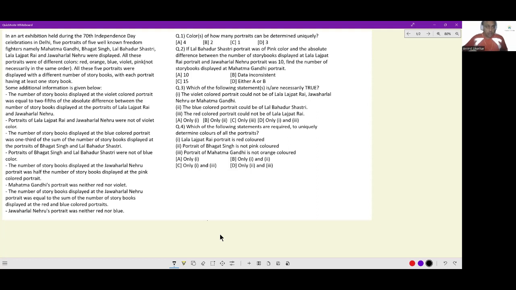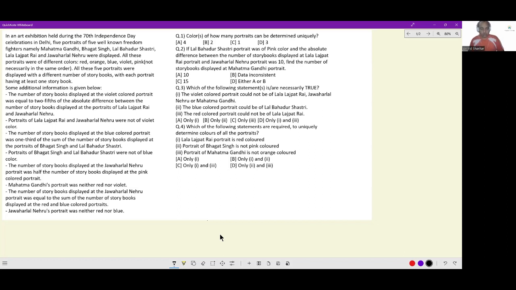Let's look at this question. In an art exhibition held during the 70th Independence Day celebrations in Delhi, 5 portraits of well-known freedom fighters, namely Mahatma Gandhi, Bhagat Singh, Lal Bahadur Shastri, Lala Lajpat Rai, and Jawaharlal Nehru were displayed. All these portraits were of different colors: red, orange, blue, violet, pink, not necessarily in the same order. All these 5 portraits were displayed with a different number of storybooks, with each portrait having at least one storybook.